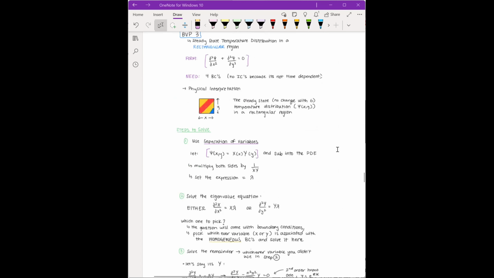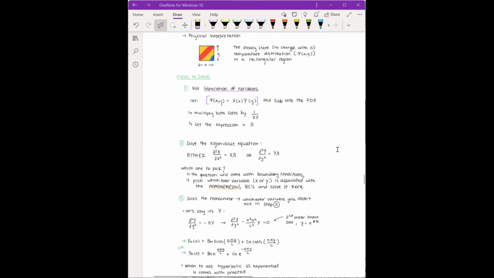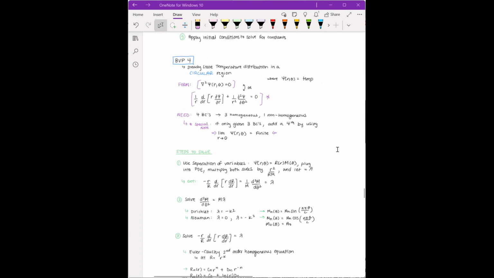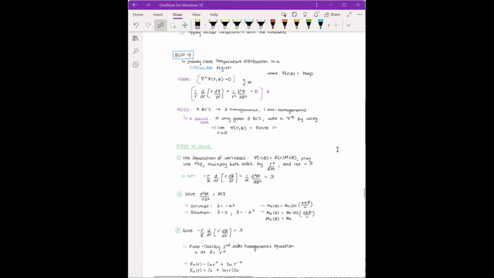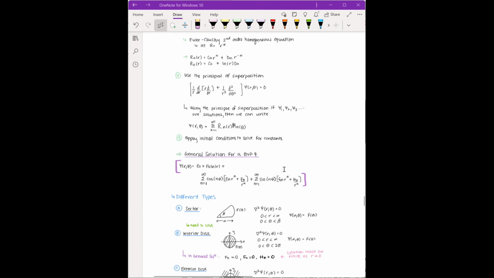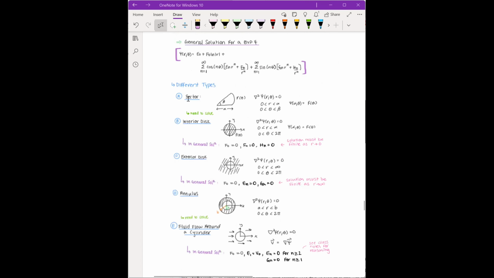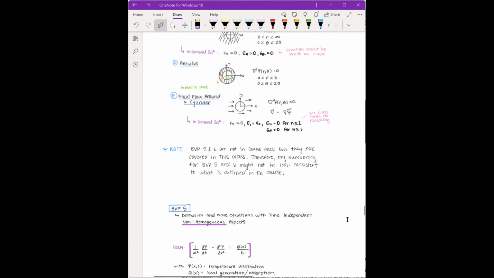Again, for BVP 3, that's with the rectangular region. Here's the steps to solve it. BVP 4, that's the circular region. Steps to solve for the general solution, and then dividing it up into the different kinds of BVP 4s you're going to see. So we have A through E, different types of problems that you might encounter, and then how to modify the general solution to each of these specific problems.